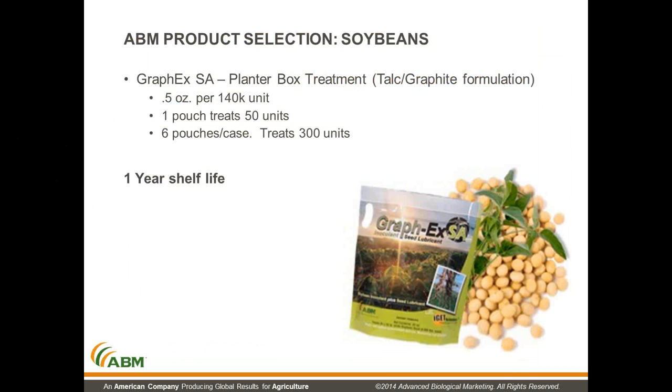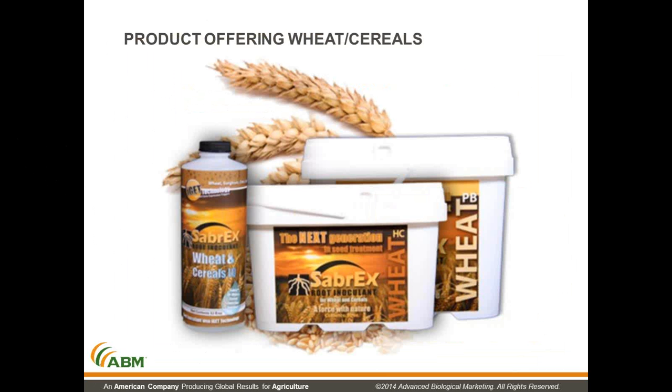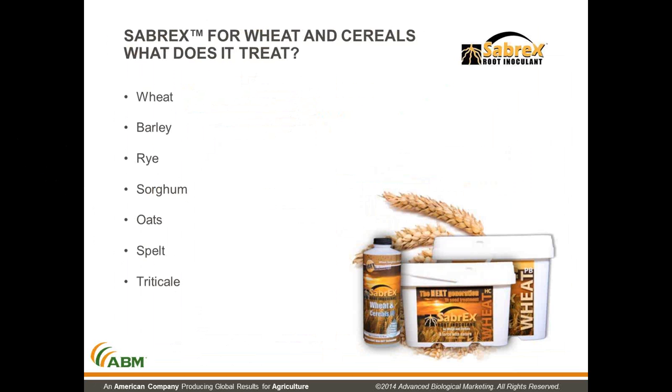We'll move on now to wheat and cereals. We have a product called Sabrex for wheat and cereals, and so it can be used on wheat, barley, rye, sorghum, oats, spelt, triticale, and basically any type of small grain grass type crop that you may be growing.